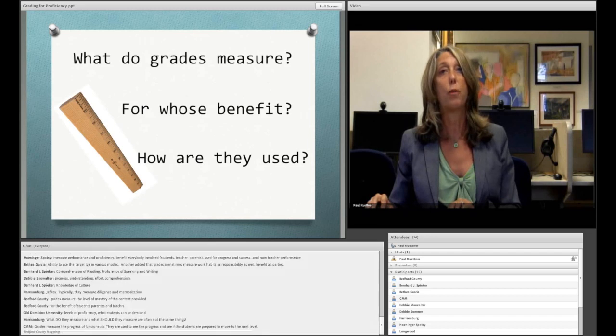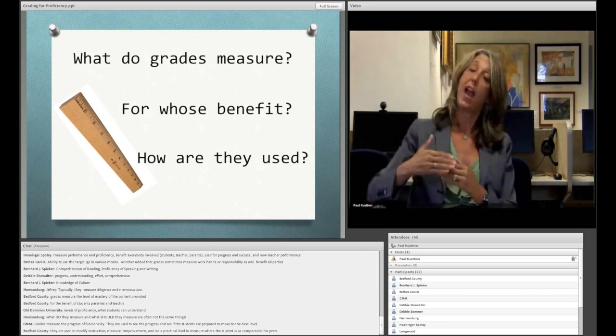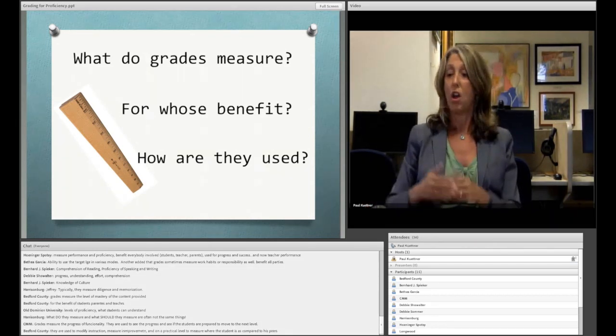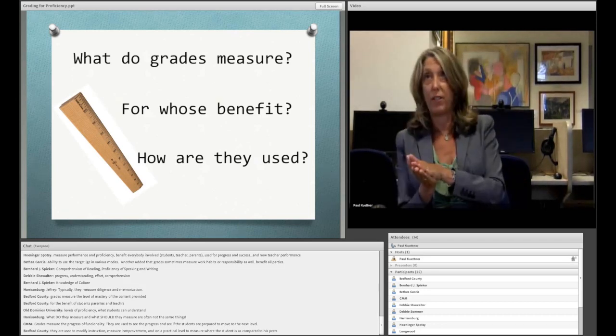Grades measure the progress of functionality in a language. They're used to see the progress and see if the students are prepared to move to the next level. So they have a lot to do with articulation. So they may be a gatekeeper between one level of a language and another level of a language.